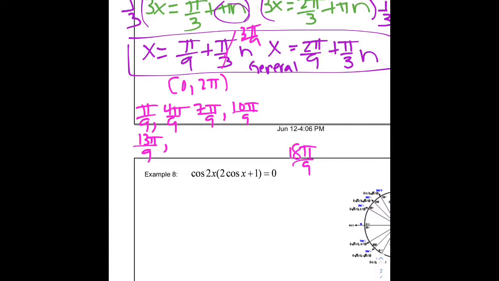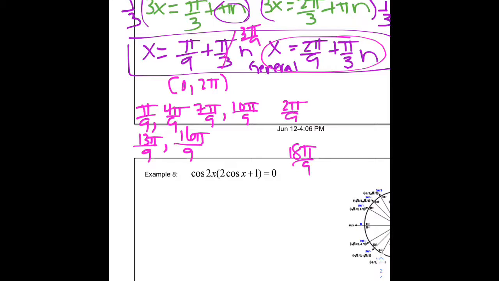And if I add 3 pi to 13 pi over 9, I get 16 pi over 9. And if I add 3 more, I would get 19 pi over 9, which exceeds 18 pi over 9. So I get 6 solutions from just that factor. So now I have to do the exact same for the second factor.